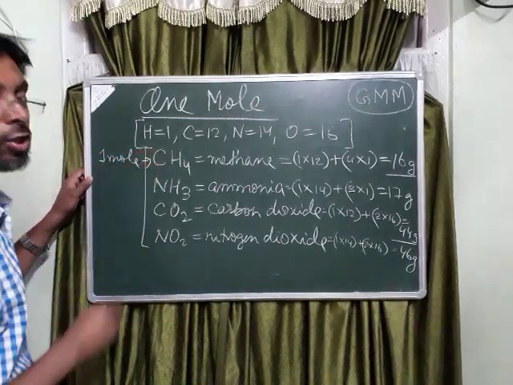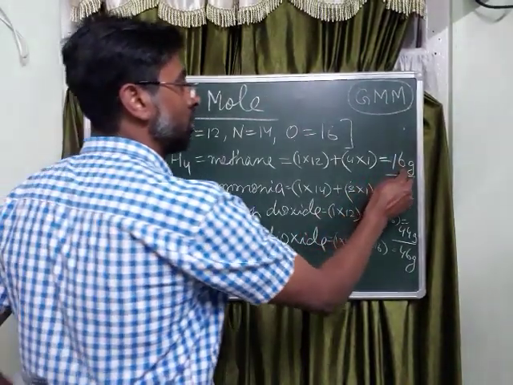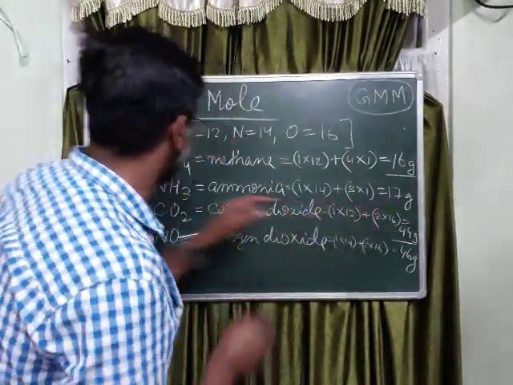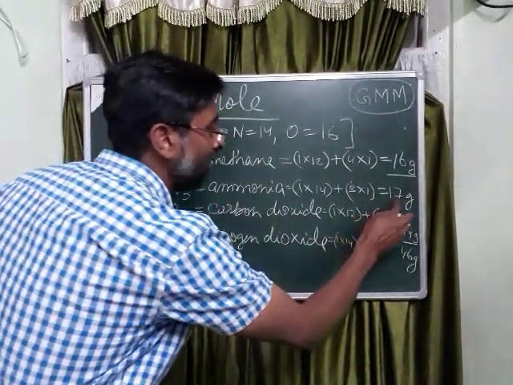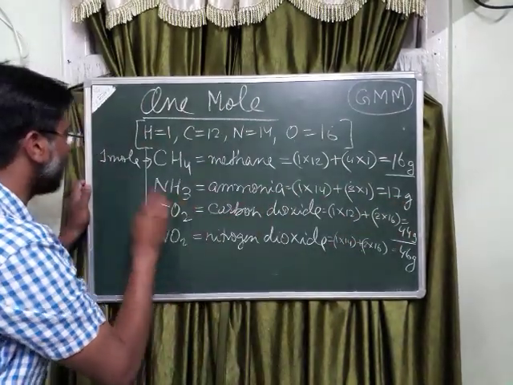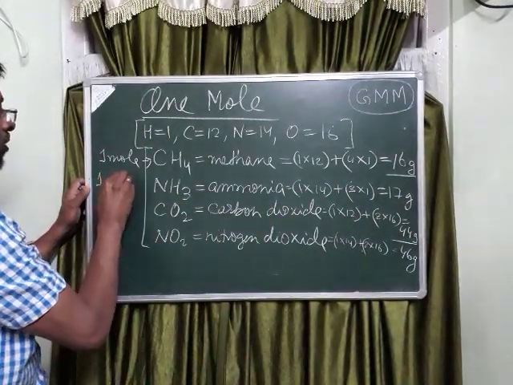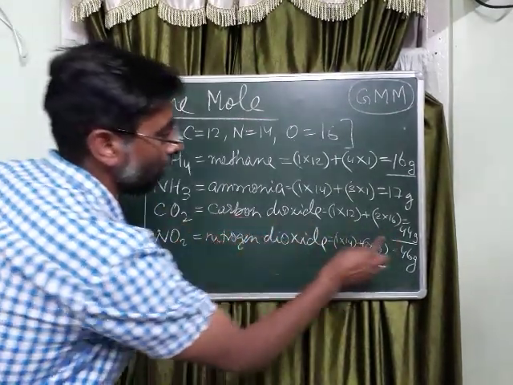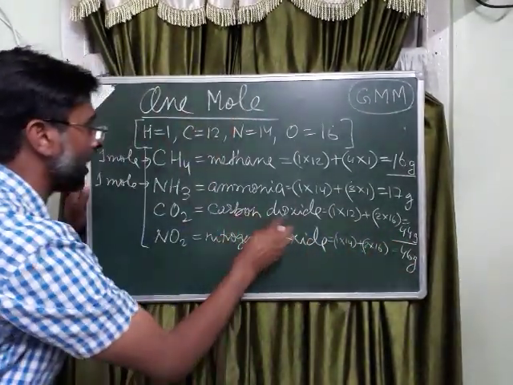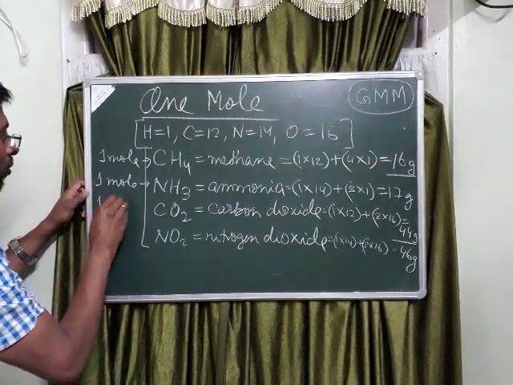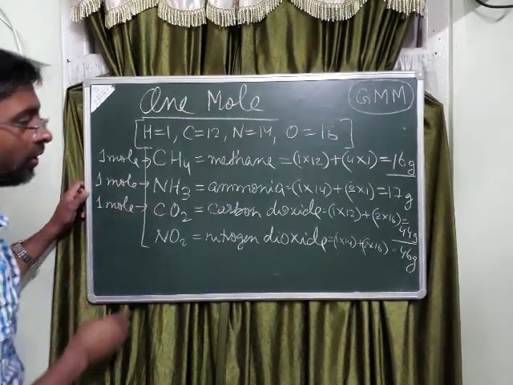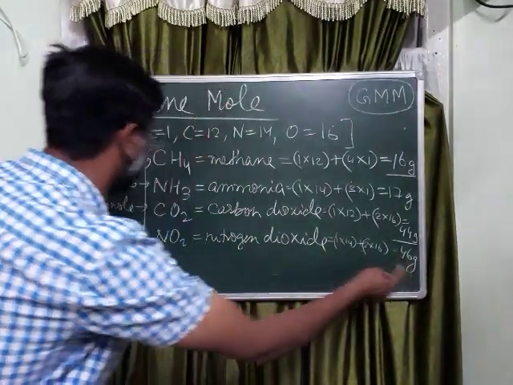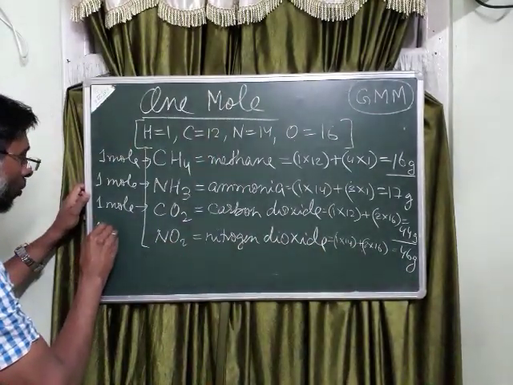Now the picture will be very clear over here. 16 grams of methane is 1 mole. If you look over here, ammonia, 17 grams of ammonia is again 1 mole. The third one, carbon dioxide, 44 grams of carbon dioxide is again 1 mole. Next one is nitrogen dioxide, 46 grams of nitrogen dioxide is 1 mole.